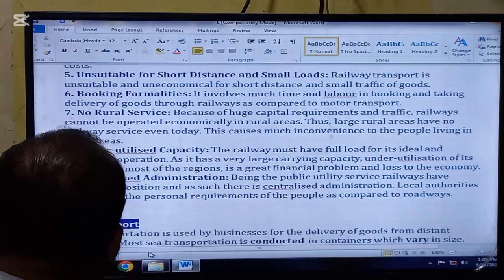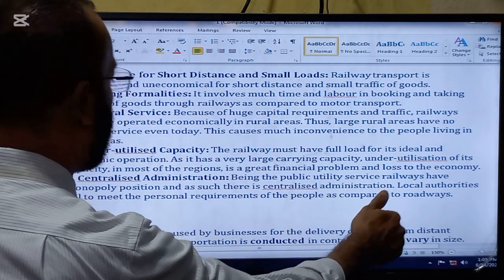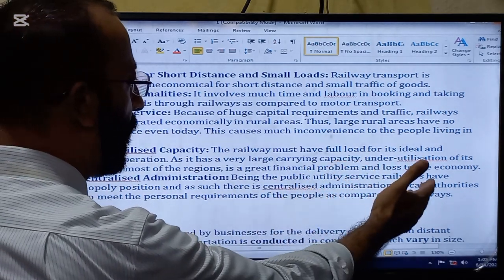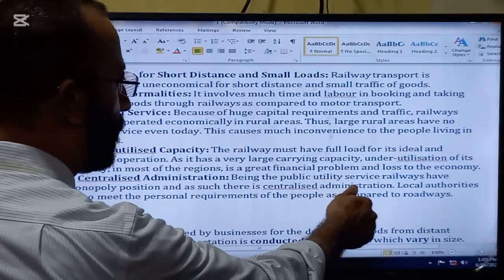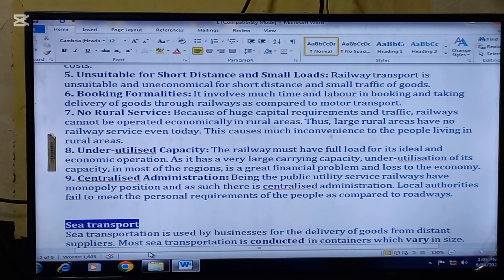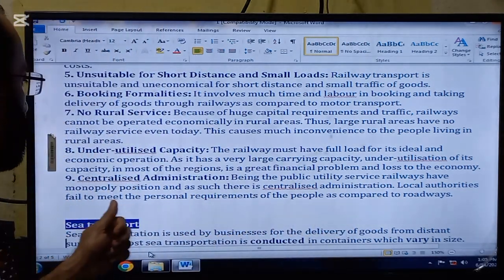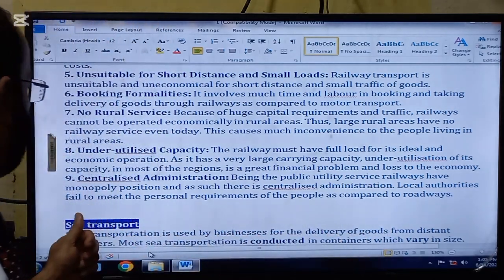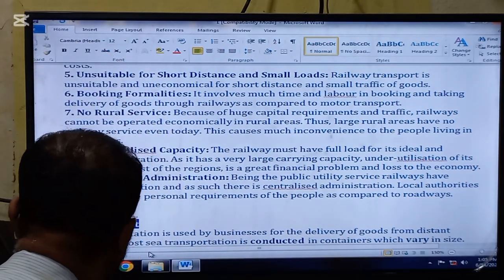Next disadvantage is underutilized capacity. The railway must have full load for its ideal and economic operation as it has a very large carrying capacity. Underutilization of its capacity in most of the regions is a great financial problem and loss to the economy. And the last disadvantage of rail transport is centralized administration. Being a public utility service, railways have a monopoly position. As such, there is a centralized administration. Local authorities fail to meet the personal requirements of the people as compared to road transport.